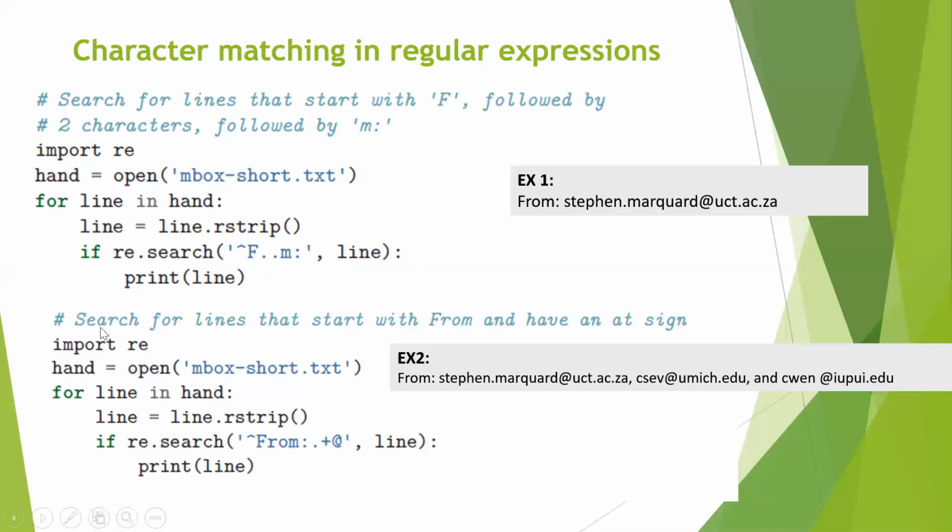Another example. Now, for example, you want to search for lines that start with from and have an @ sign. Now, this @ sign can be anywhere. You know that it starts with from. There can be any number of characters in between the from and @ symbol. So your email address, something like this. It starts with from, has an @ sign. In between, there can be any number of characters. How do you mention that?